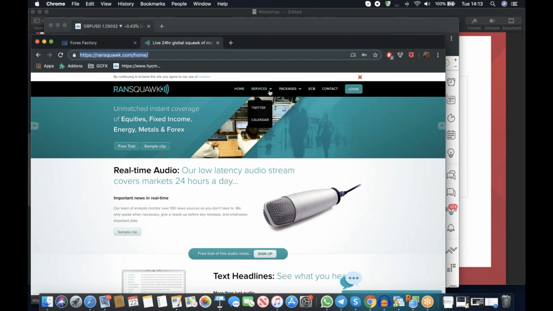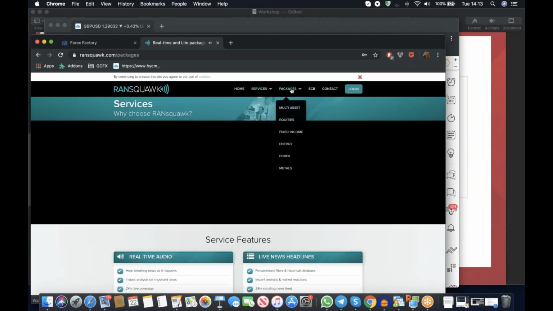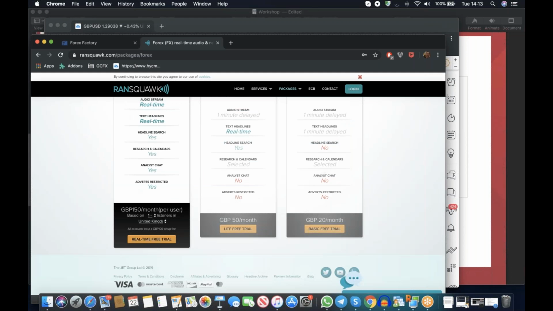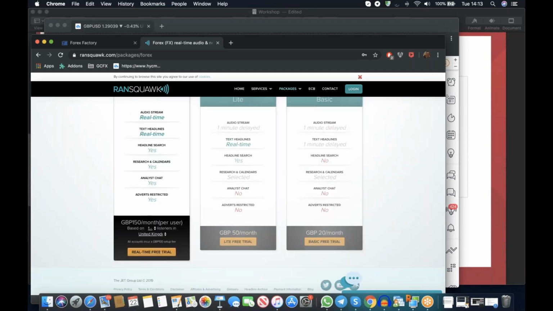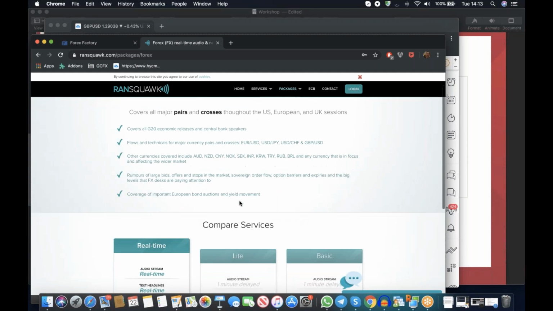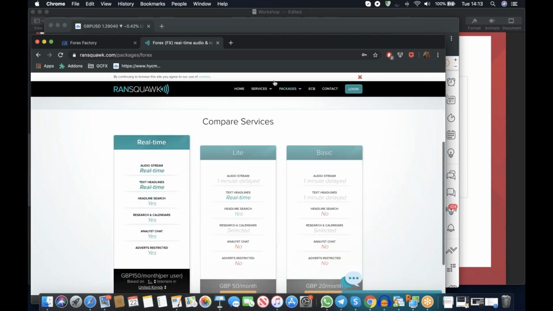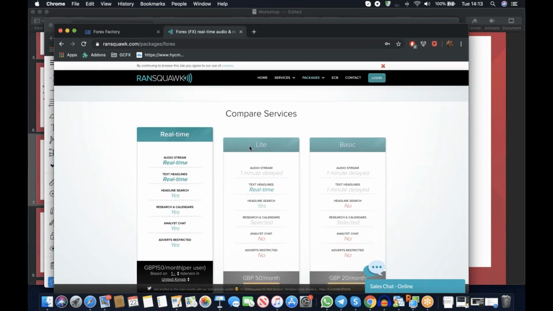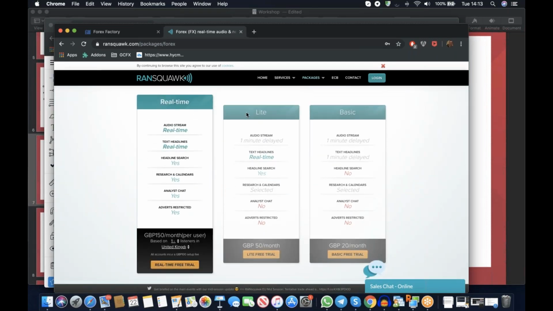And what you can do, if you go to the packages, if you go to Forex, one way to deal with this news trading is actually to get this news service for yourself. So I just want to talk you through how it works. You have a real-time, a light, and a basic service. The basic and the light service have a 1-minute delay on the audio stream. So that's 1 minute late.